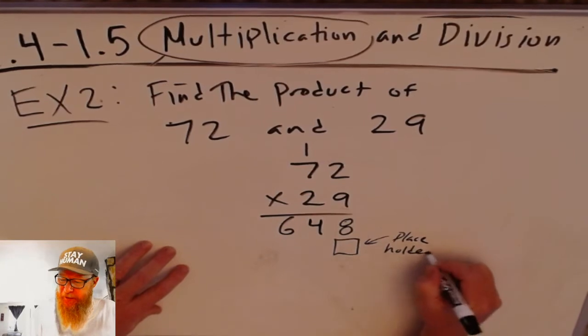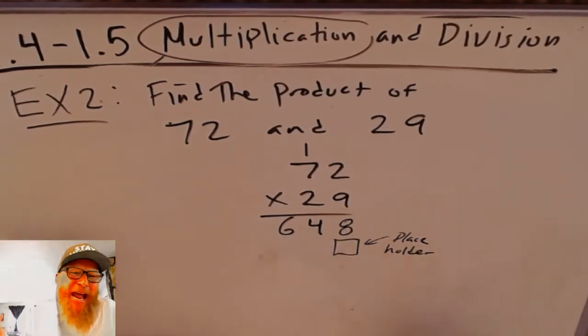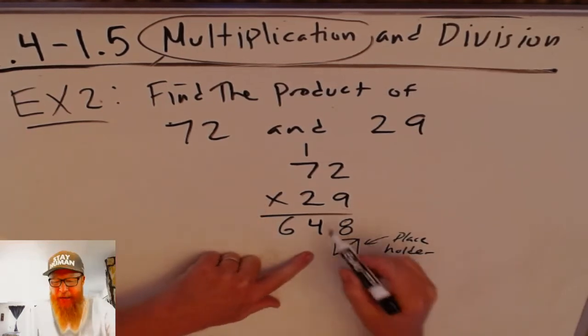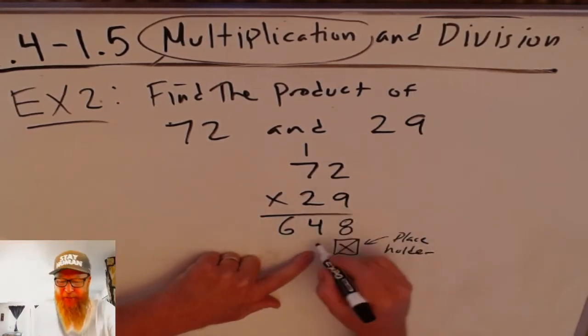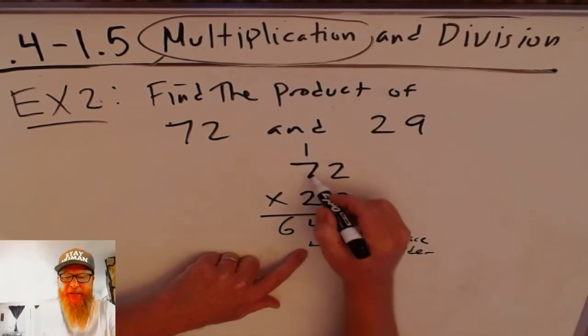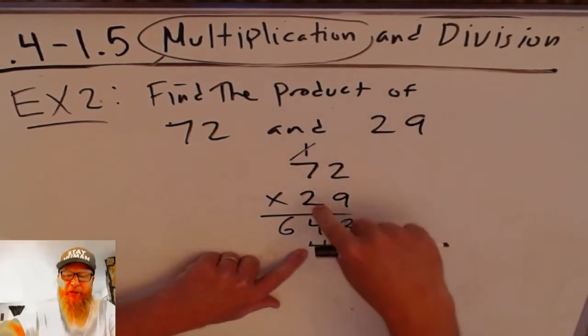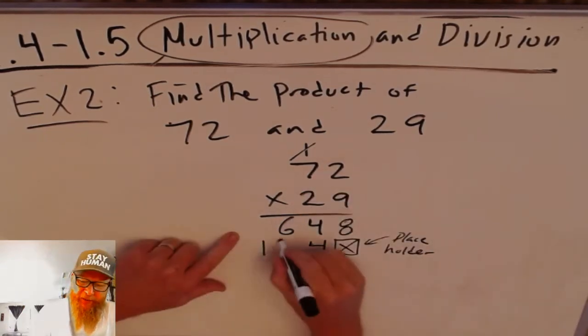Most people use a 0. I have seen some people use an X, because you're multiplying, an X placeholder. And now you're going to move to the next digit. So 2 times 2 is 4. 2 times 7. Now remember, the carried 1 from before has already been used. So 2 times 7 is 14.